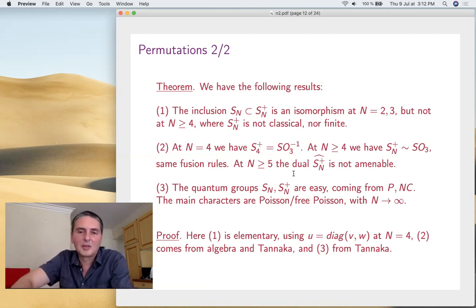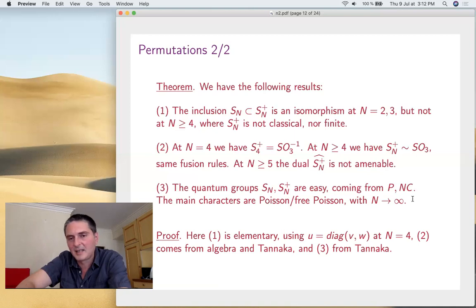So these are somehow some preliminaries. And now the main result, which is really very nice, is that Sn and Sn plus are easy, coming respectively from all partitions and all non-crossing partitions. That's a continuation of these Brouwer things. And you can also prove that the main characters for Sn and Sn plus are Poisson in the large n limit. So this makes a link with free probability. We'll be back to this later. It's just a preview of things to be done later.